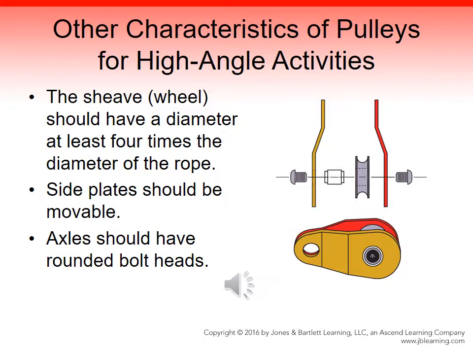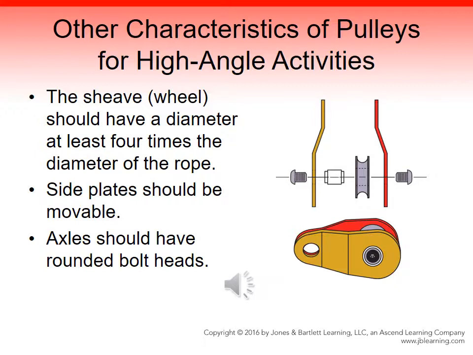So, for half-inch rope, which is typically used in rope rescue, the pulleys must be at a minimum 2 inches in diameter. Side plates should be movable so that the pulley can be placed on the rope anywhere along its length without the end of the rope having to be fed through the pulley. If rope abrasion is a concern, pulleys with side plates that extend beyond the edge of the sheave far enough to protect the rope should be used.